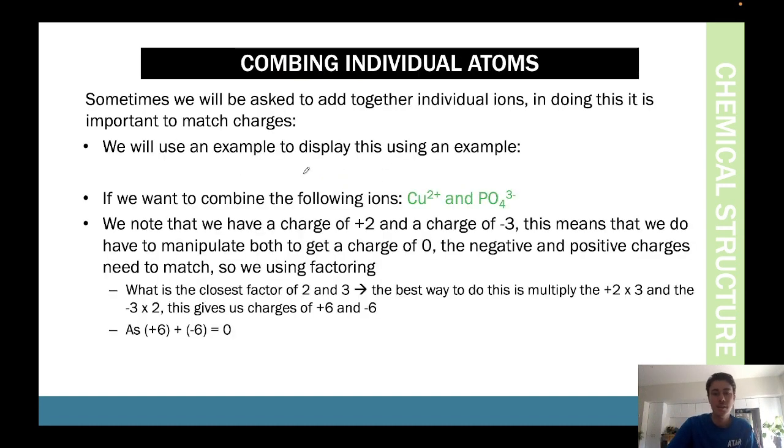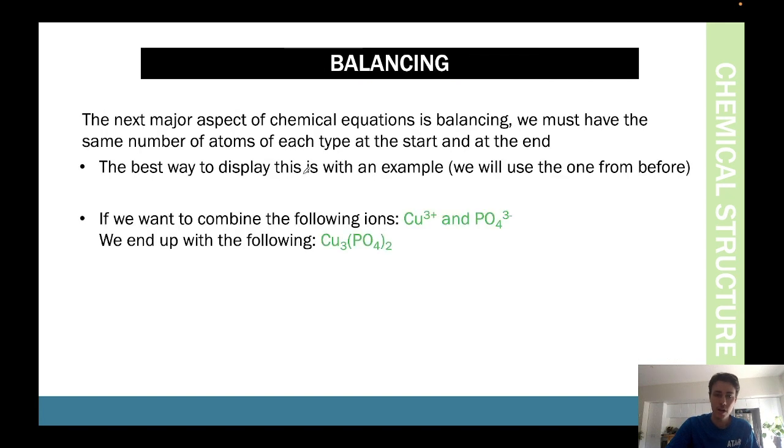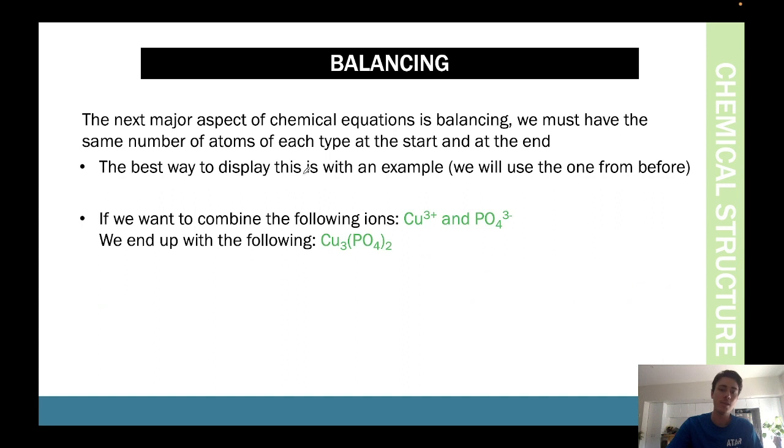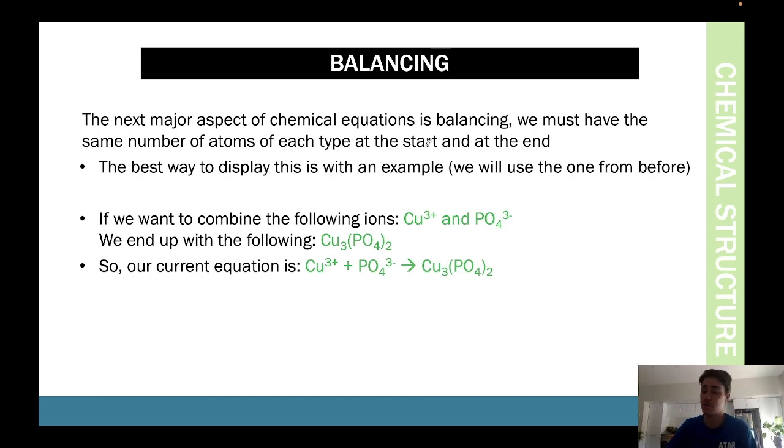Now, skipping over that one because we've kind of already been over that. The only other thing I want to talk about quickly is with a chemical reaction, we also sometimes like to balance things. And what that means is we like to have the same amount of electrons on the left as we have on the right. So if we look at this here, we want to combine the following ions. We want to combine copper and we want to combine phosphate.